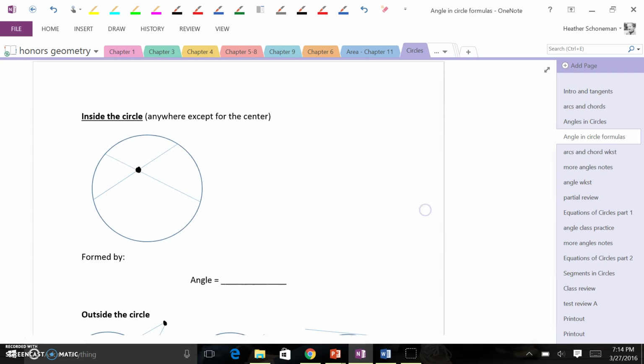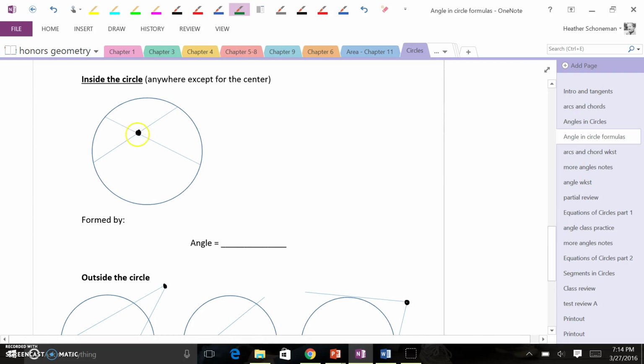Okay, let's look if the vertex could be somewhere else. Here the vertex is inside the circle. And now when the angle stretches out, we've got two arcs. Okay? So this is formed by two chords that are intersecting. And this time, now that I've got two arcs that I need to deal with, it's going to be half the sum of the two arcs. So we're basically averaging the two arcs.